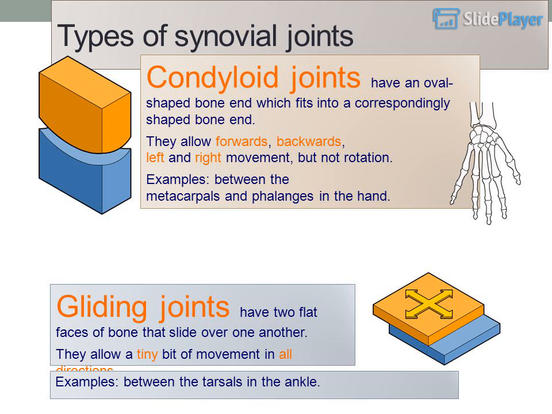Types of synovial joints. Condyloid joints have an oval-shaped bone end which fits into a correspondingly shaped bone end. They allow forwards, backwards, left and right movement, but not rotation. Examples: between the metacarpals and phalanges in the hand. Gliding joints have two flat faces of bone that slide over one another. They allow a tiny bit of movement in all directions. Examples: between the tarsals in the ankle.